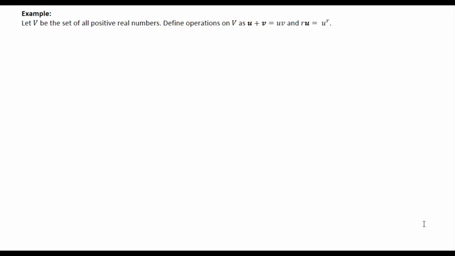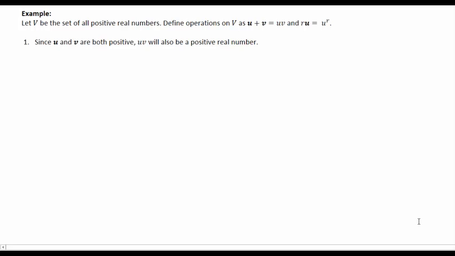So here, my space V is the set of all positive real numbers. We'll define these operations. If I say u plus v, what I'll really mean is u times v. A scalar r times u is really equal to u raised to the r power. The first of these, since u and v are both positive, u times v is still going to be positive. So that means it's closed under the addition.